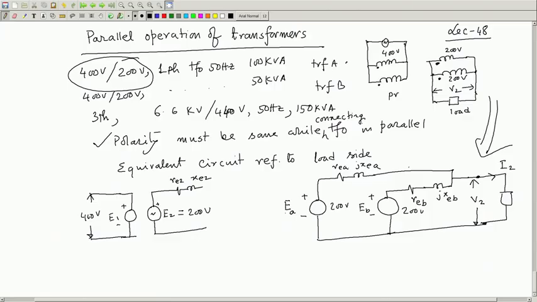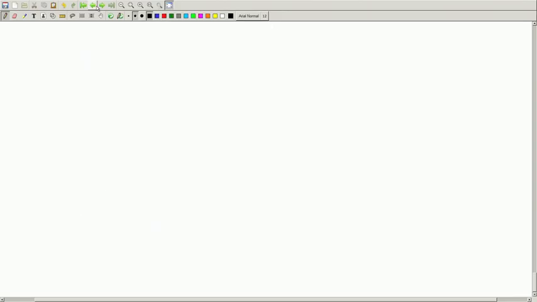Now, the question is, what will be your IA and IB? Who decides how much of this I2 will be flowing through IA and how much of this I2 will be flowing through IB? I am not writing subscript 2, everything is with respect to the load side, mind you. So, that is one important thing I must say.